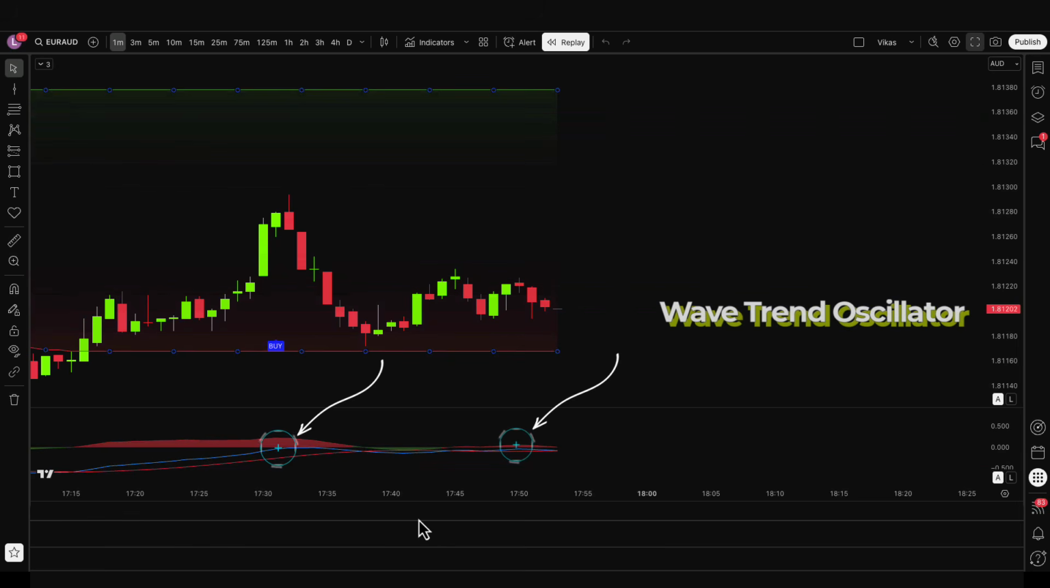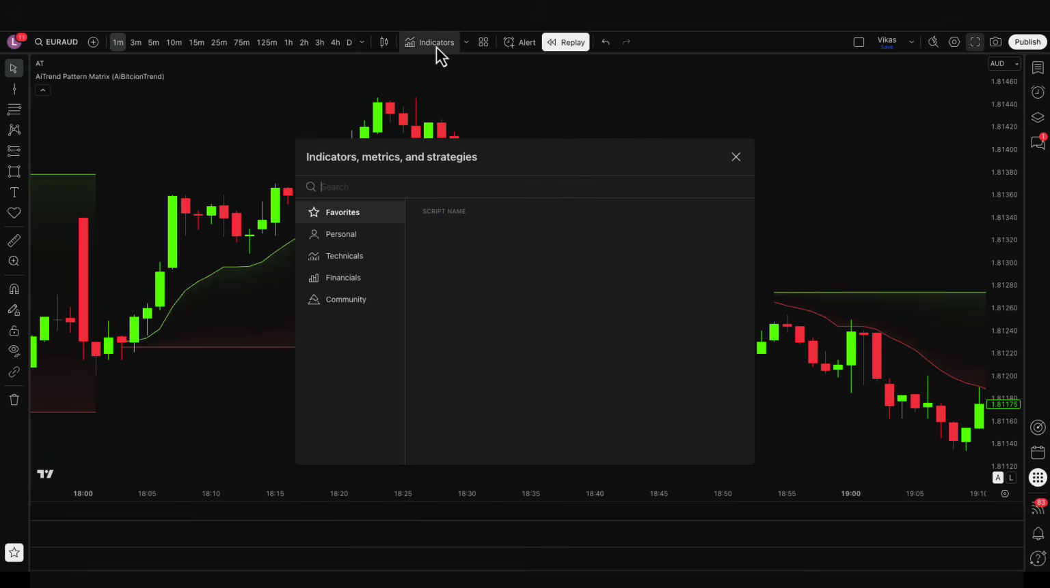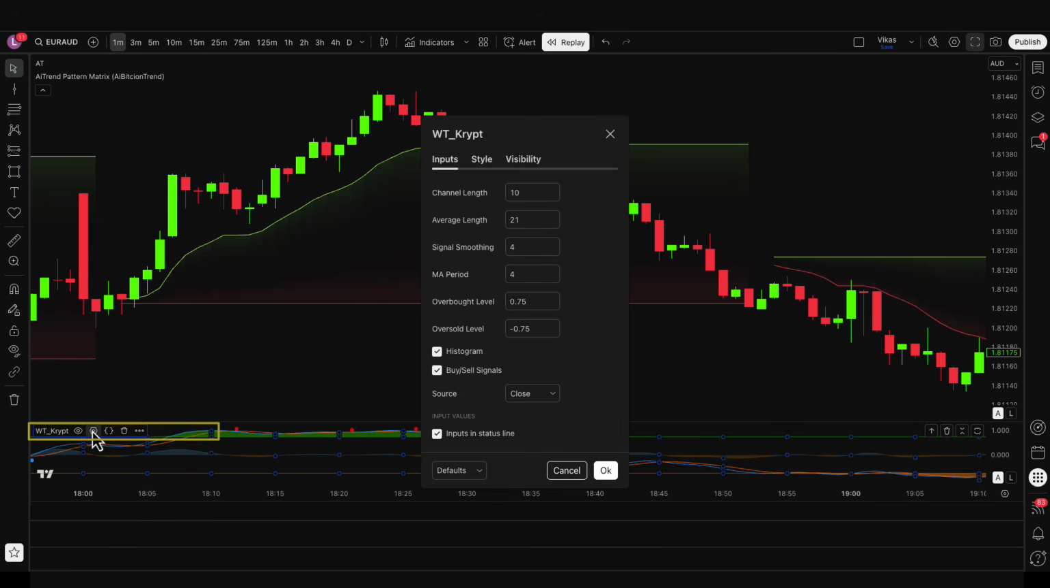The blue and red color line indicator we see in the chart is the Wave Trend Oscillator indicator. Let us now understand the trading setup. We will search the Wave Trend Oscillator indicator in the search box of TradingView. After that, we have to click on the Wave Trend Oscillator option, in which we have to change some settings.